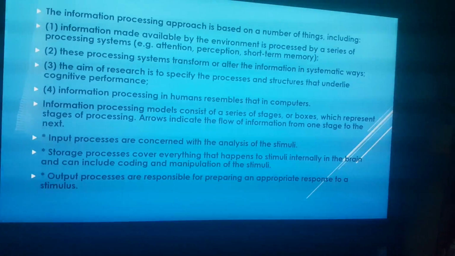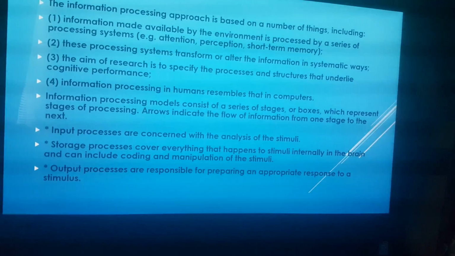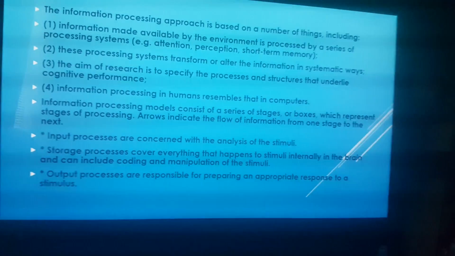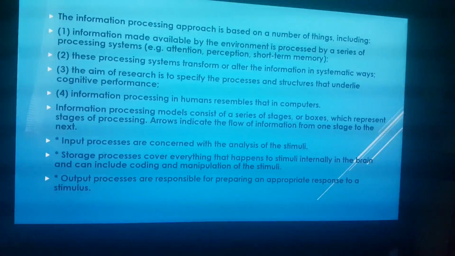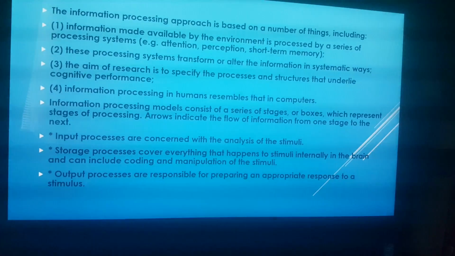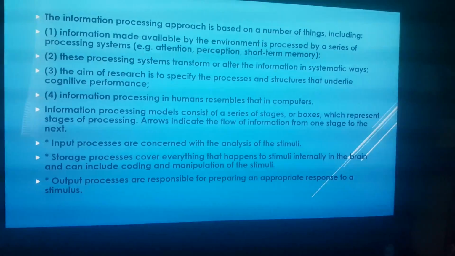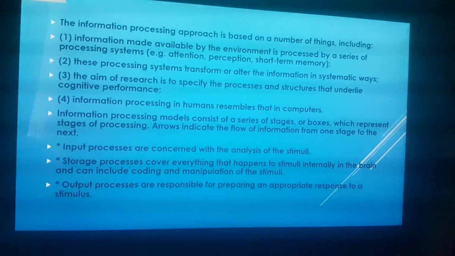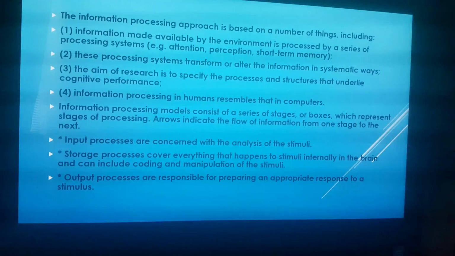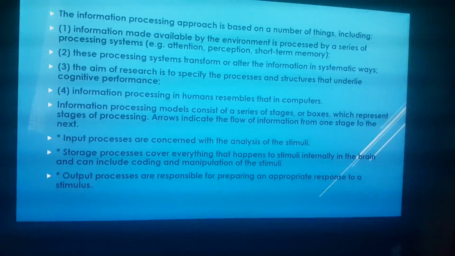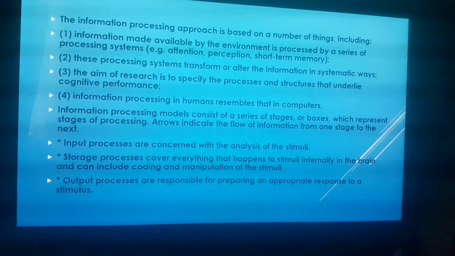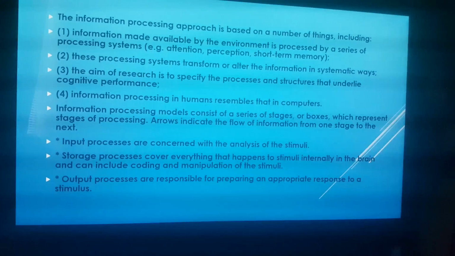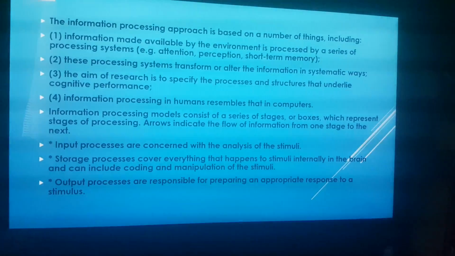4. Information processing in humans resembles that in computers. Information processing models consist of a series of stages or boxes, which represent stages of processing. Arrows indicate the flow of information from one stage to the next. Input processes are concerned with the analysis of the stimuli. Storage processes cover everything that happens to the stimuli internally in the brain and can include coding and manipulation of the stimuli. Output processes are responsible for preparing an appropriate response to a stimulus.